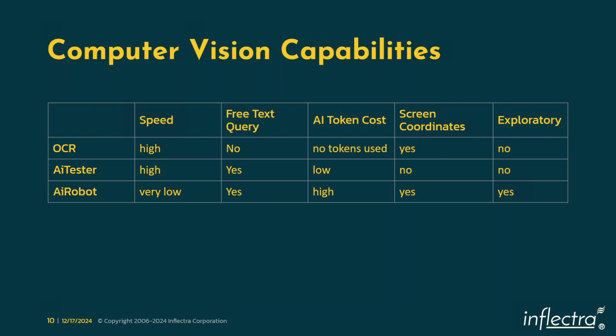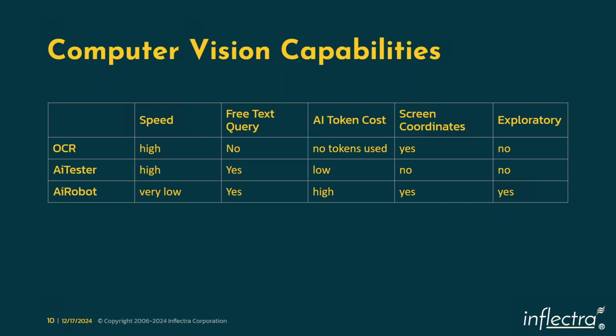The next feature is screen coordinates. Is it able to detect something on the screen that we, for example, may want to click on? Both OCR and AiRobot can do this, while AiTester cannot. It may answer how many buttons are on the screen or if a button is available on the screen, but it's unable to detect the position of this button that we may use in the automation.